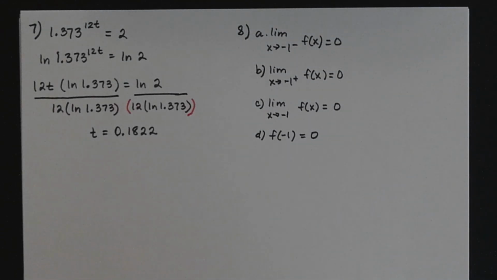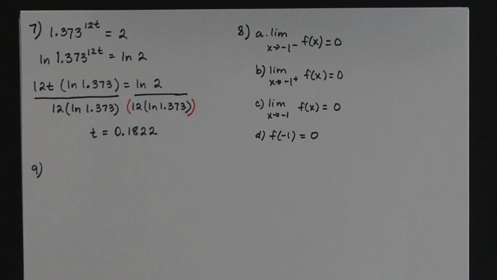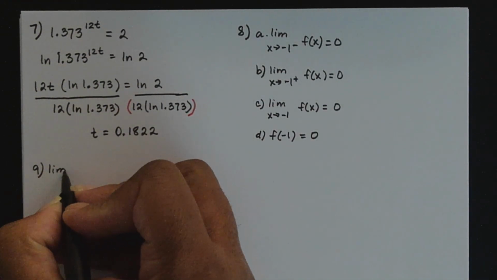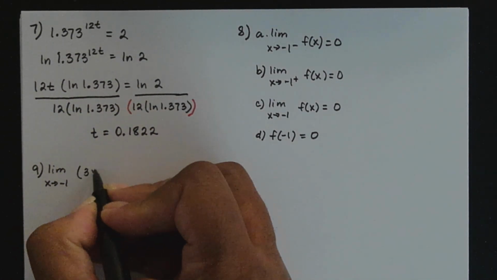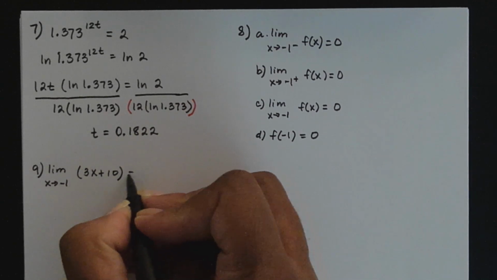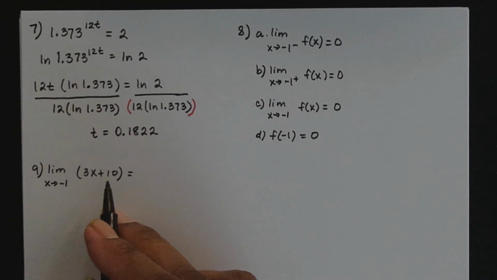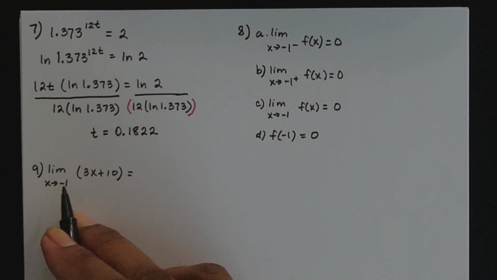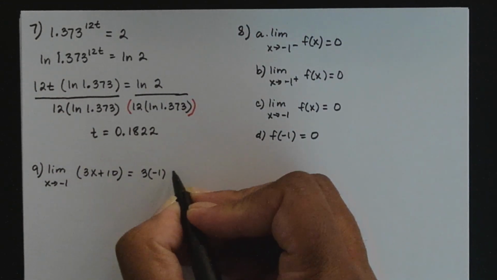All right, number 9 is to find the limit if it exists. So here we got the limit as x approaches -1 of 3x plus 10. And in this case here, this is just a linear function, so all we can do there is just do direct substitution. Directly substitute the x with that -1. So it'll be 3 times -1 plus 10.